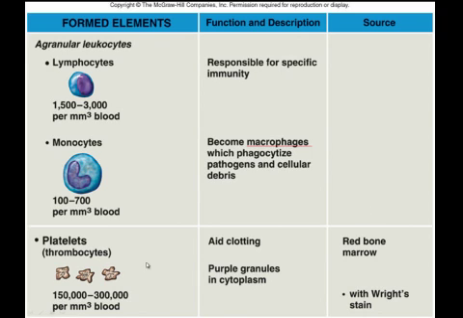The other formed element is the platelet. These are cellular fragments which are responsible for blood clotting. During the blood clotting reaction, these stick together and initiate that process.